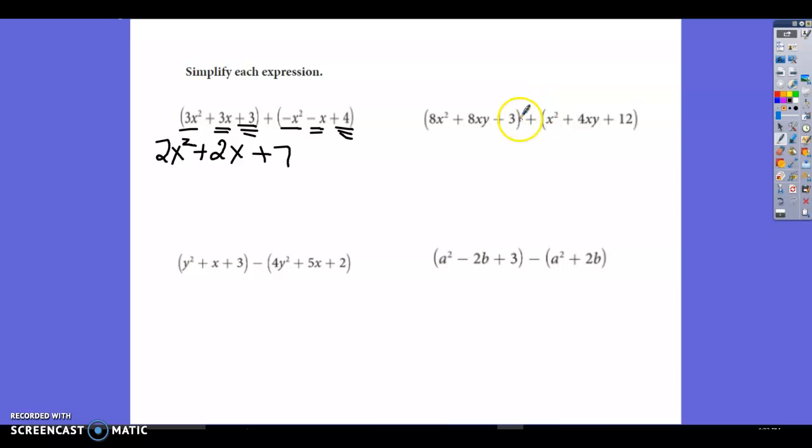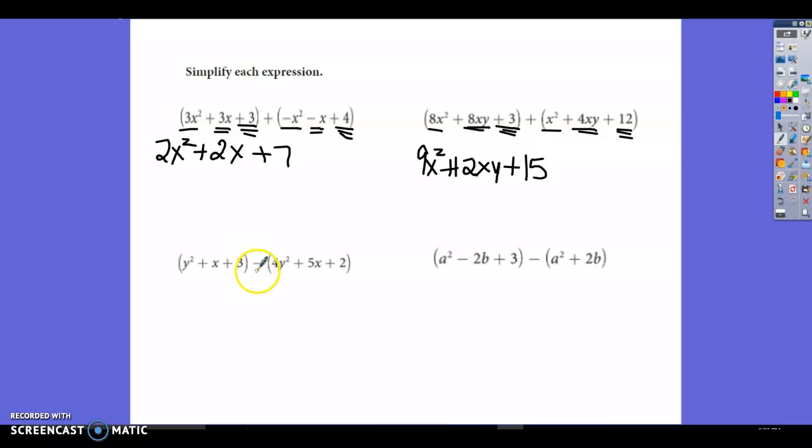All right, again, we're adding. So the parentheses are extra information. So I've got 8x squared and 1x squared. 8 plus 1 is 9x squared. And I have an xy and an xy. So if I've got 8xy plus 4xy, that gives me 12xy. And then I have 3 plus 12, which is 15.